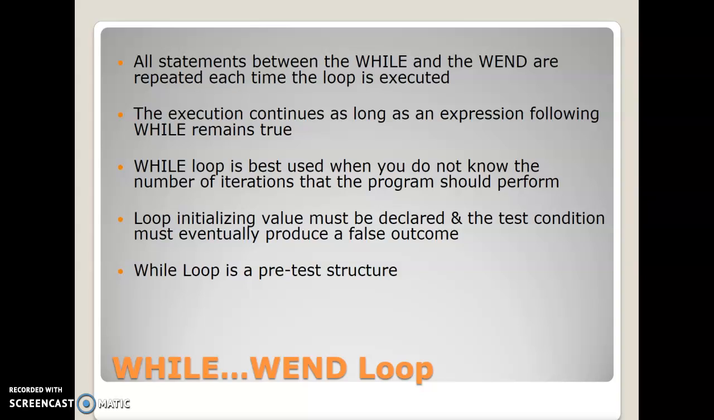The while loop is best used when you do not know the number of iterations that the program should perform, versus the for loop, where we usually knew the number of iterations we wanted to execute. We need a loop initializing value declared at the beginning so the test condition is already true. Otherwise, the body of the loop may never execute. The while loop is a pretest structure like the for loop, so it may never execute if the initializing value isn't true for the test itself.